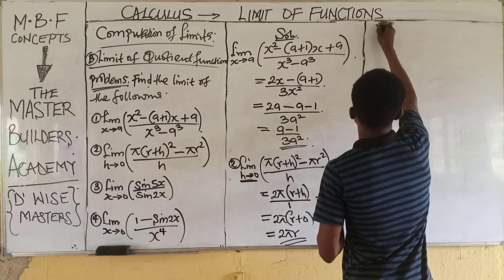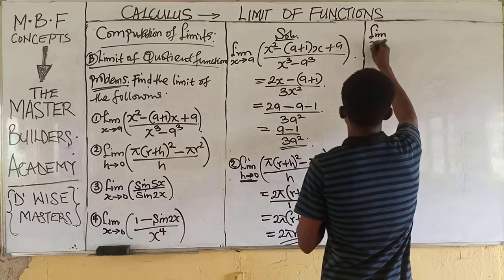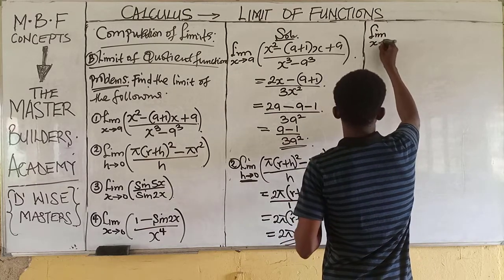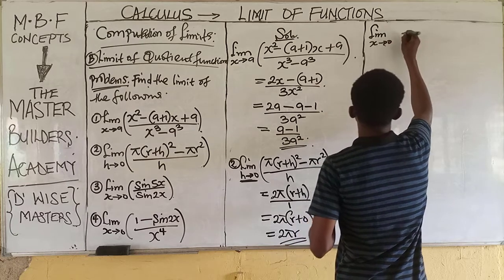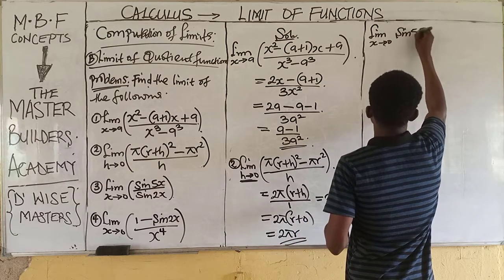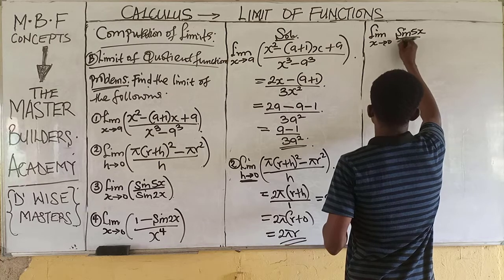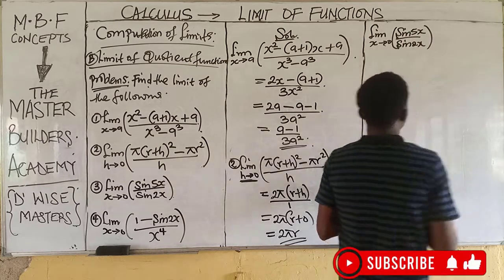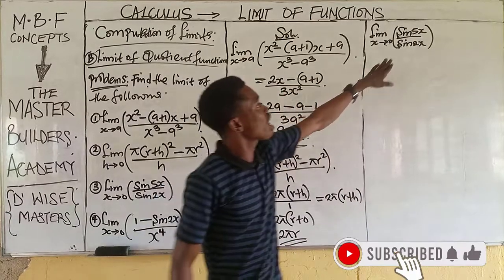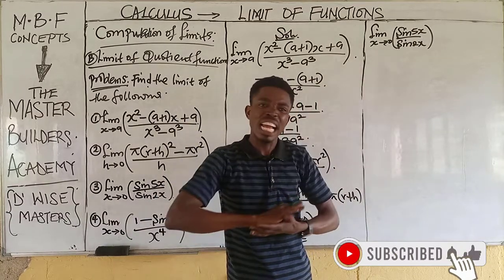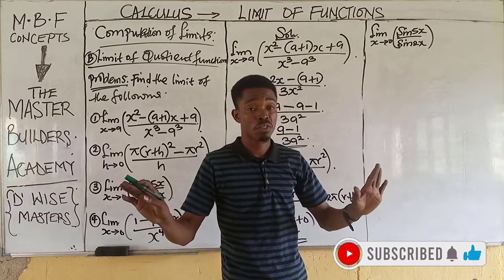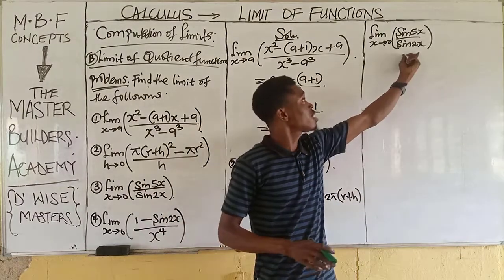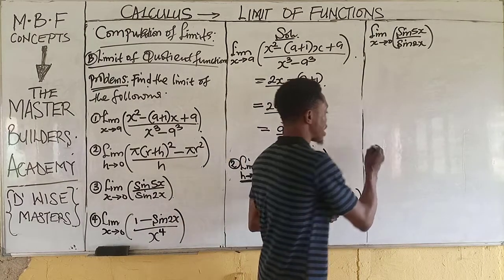We have the limit of x tends to 0 of sine 5x over sine 2x. Now, in the same vein, we have a numerator here. We equally have a denominator. Principles are what matters. At the denominator, I have sine 2x, and that is my major concern.